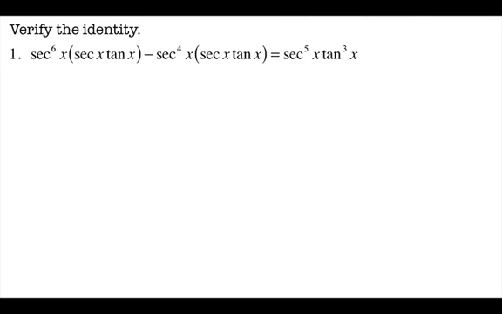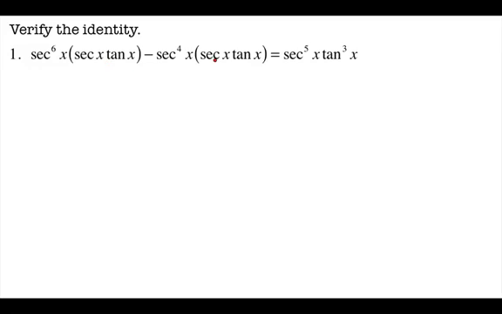Here we go. This is verify the identity. So we're going to make one side equal to the other side. What you want to do, I'm going to work on the complicated side. This side looks more complicated than this side. So this is what I'm going to do. I notice that I have two terms. This is my first term. This is my second term. So I have a binomial on the left hand side.